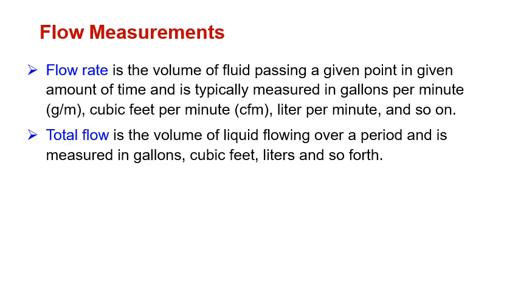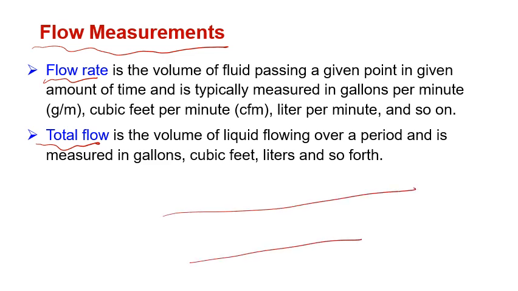In flow measurement, we are going to consider the flow rate and the total flow, where the flow rate is the volume of fluid passing a given point in a given amount of time. So if I assume this is the pipe, and this is the point, the amount of liquid passing this point over a specific time is known as the flow rate, and its unit is given as gallon per minute, cubic feet per minute or liter per minute.